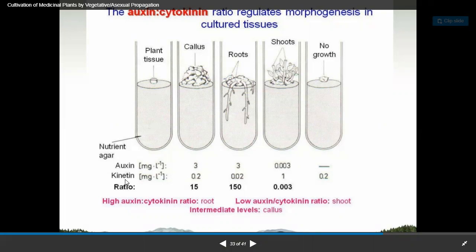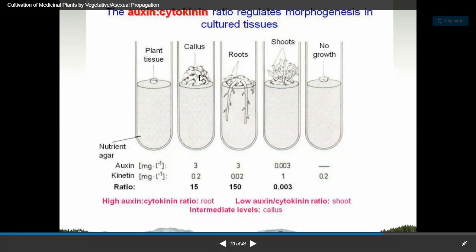Here the ratio of auxin and, here they have taken kinetin, which is one of the hormones, right? Here the callus is developing, this was small, and here you can see it is developing more, and the root development you can also see on the downside, right? And here the shoot development, and here there is no growth. So here they have given the ratio of auxin and cytokinin, how much ratio you are taking. A high auxin cytokinin ratio will encourage root development. A low auxin cytokinin ratio will encourage shoot development, and an intermediate level will develop the callus.